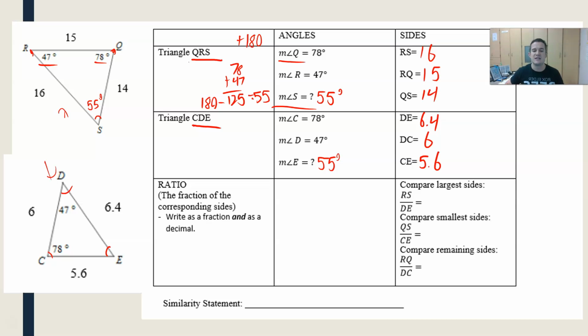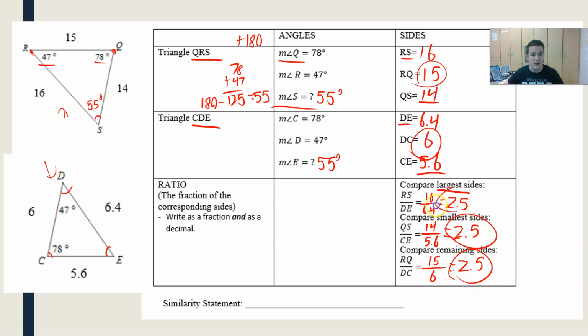So what I'm going to do is take the fraction of the corresponding sides, or in other words, compare the largest sides. So RS divided by DE, or 16 divided by 6.4. I'm going to compare the smallest sides, or 14 divided by 5.6, QS divided by CE. And then the remaining middle side, 15 divided by 6. I'm going to type each of those in and write what the decimal is. So this one is 2.5, 14 divided by 5.6 is 2.5, and 15 divided by 6 is 2.5.